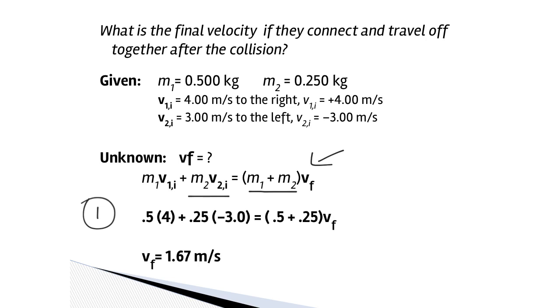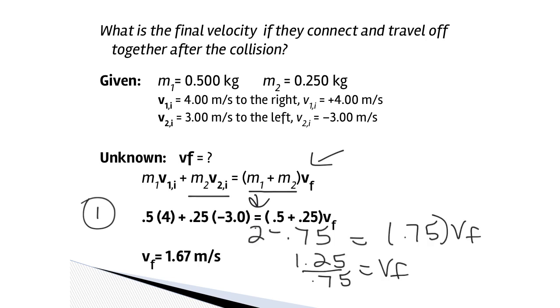In this line here, we're entering all the unknowns. So 0.5 times 4 plus 0.25 times minus 3 equal, so the collision happens here, 0.5 plus 0.25 will be the combined mass times the final velocity. So I've simplified just a bit. So 2 minus 0.75 equal 0.75 times VF. That rearranges to 1.25 divided by 0.75 equal VF. And the math, when you get done, VF equal 1.67 meters per second.